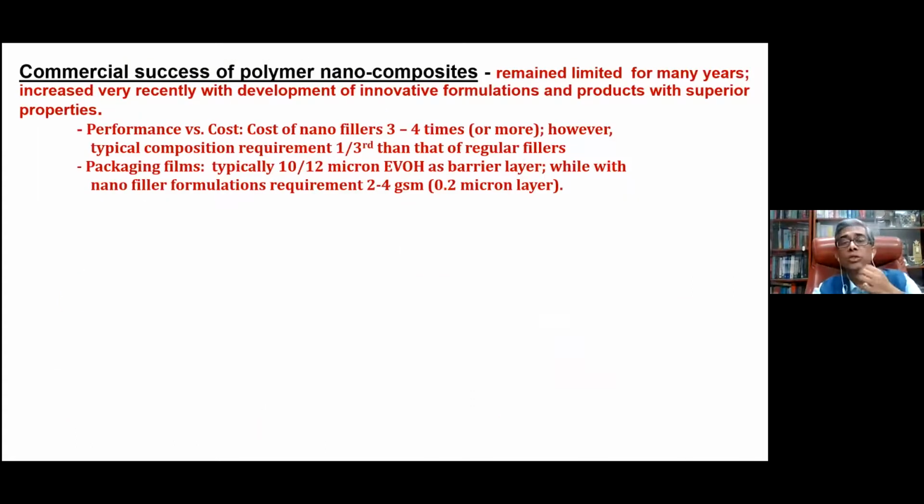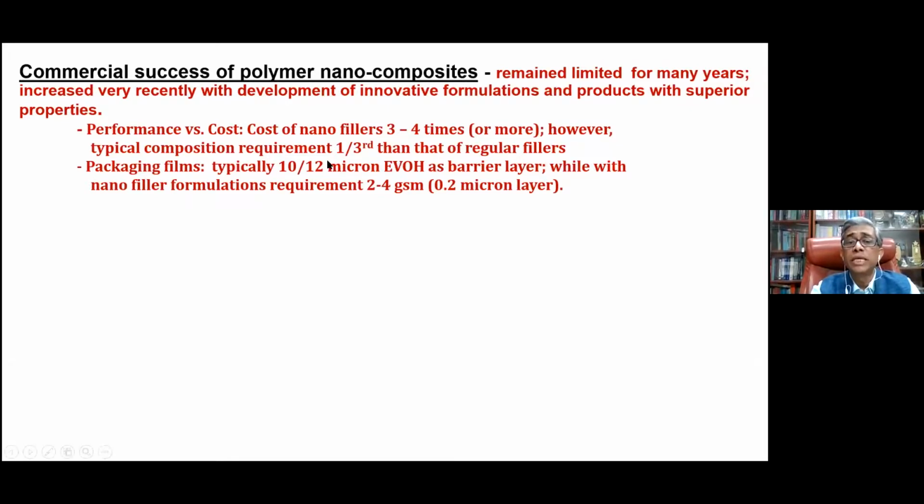So, last, conclusion: commercial success for polymer nanocomposite remained limited for many years, but I am seeing that it is increasing very recently with development of innovative formulation and products with superior properties. Performance versus cost: nanofiller costs 3 to 4 times more easily, but you have to also think that consumption is 1/3 of the regular filler. So you have to do a balance, to have a win-win situation.